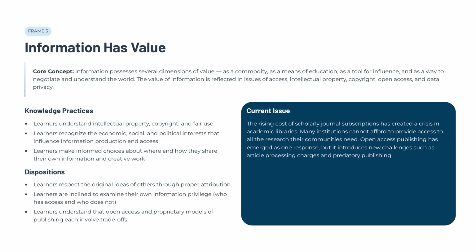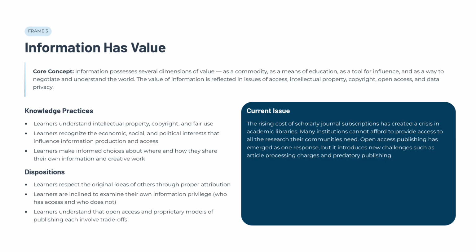The dispositions are about respecting others' ideas through proper attribution, which goes beyond just avoiding plagiarism. It's about understanding why citation matters, examining your own information privilege, because not everyone has equal access to information. If you're at a well-funded research university with database subscriptions, you have access that someone at a small community college may not, and understanding the trade-offs between open access and proprietary publishing models.